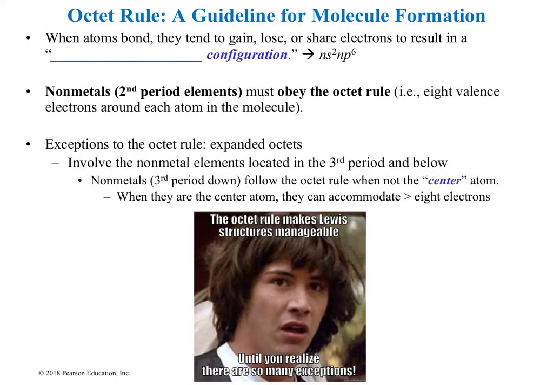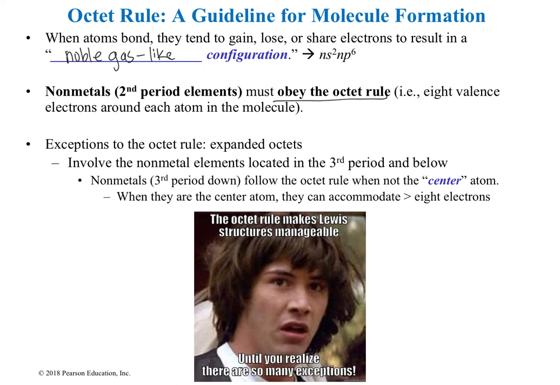So now we're going to actually start to build molecules. So basically with this Lewis model, we are going to have atoms bond, so either gain, lose, or share, in this case share, so that way they have that noble gas like configuration. So 2 s electrons and 6 p electrons, so basically 8 electrons. Remember, nonmetals in the second row must obey the octet rule.